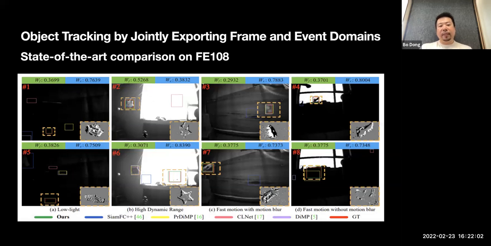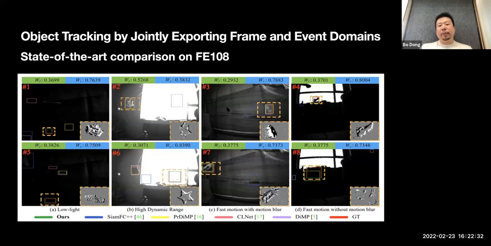And this is a specific case where the frame domain can be leveraged more. Here, even though it's a high dynamic range scene, we can still see the object from the conventional camera. In the event-based camera, we can still see the contour of this object, but we miss a lot of high frequency details. That's why the algorithm automatically changed the weight to leverage the frame domain more.